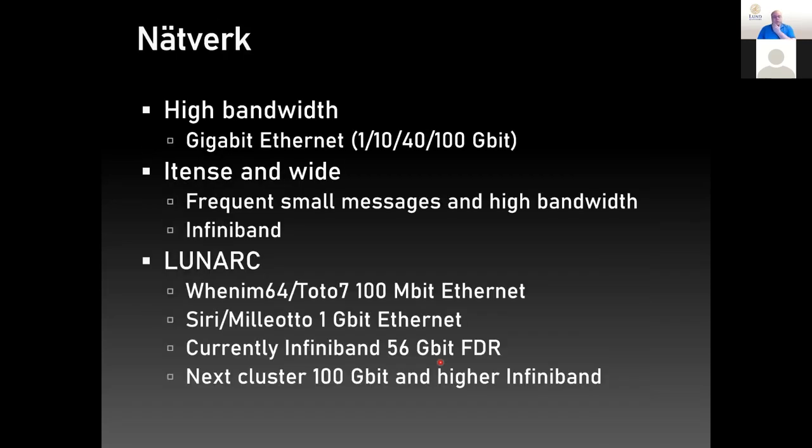There are some different networks. So today we have gigabit Ethernet. That's common. You have that at home. In our server hall, we have 10, 40, and 100 gigabit Ethernet connections. We also have something called InfiniBand, which is a different standard that has very low latency, and also there is a lot of hardware support for communicating without involving the processors.